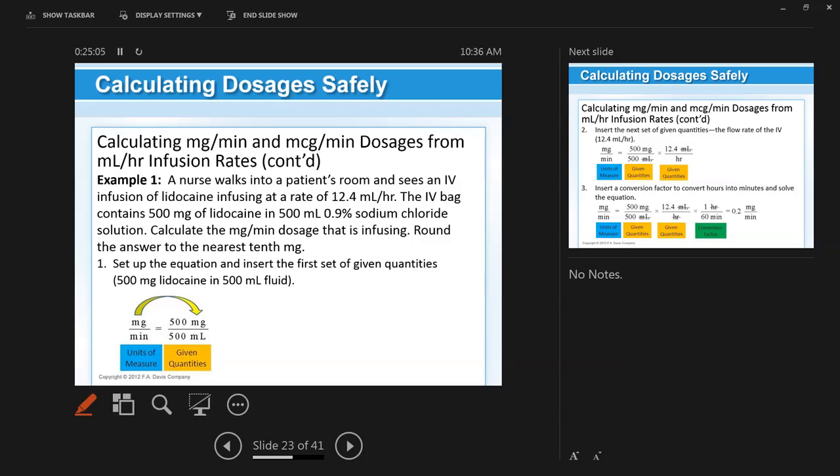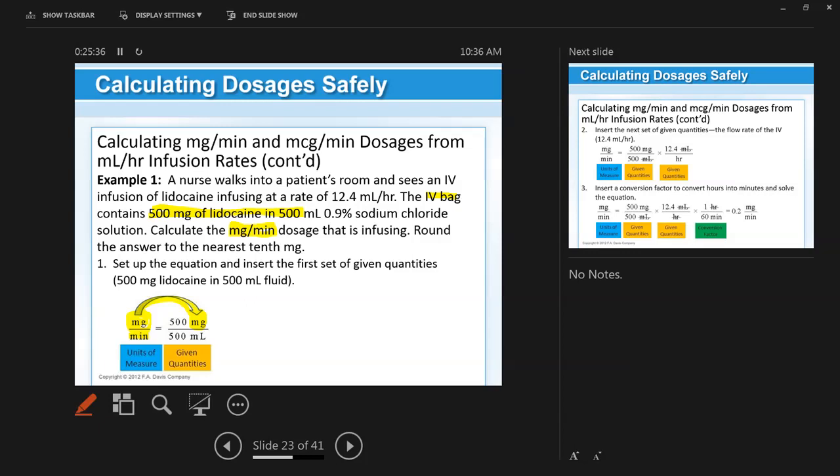So we are looking at the problem and it says calculate the milligrams per minute dosage. So let's look here. We've got milligrams per minute, and we know we need to start out with milligrams. You're always going to take that label from the numerator and pop it over. That's going to be your first label to your numerator of dimensional analysis. When we look at our problem, let's see what's married. The IV bag contains 500 milligrams of lidocaine and 500 milliliters of 0.9% normal saline.